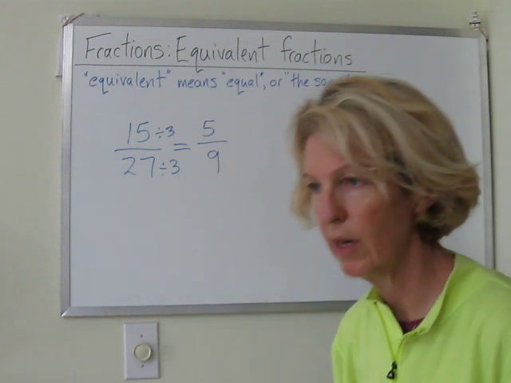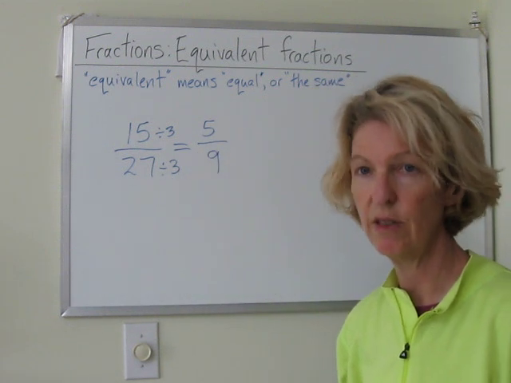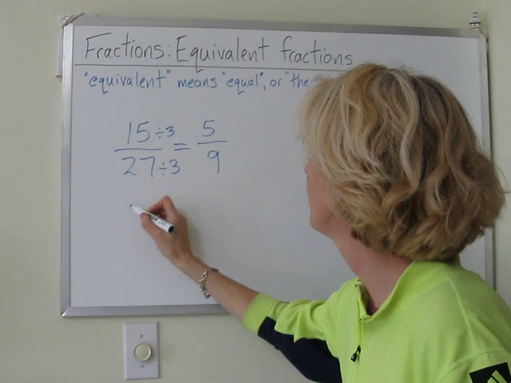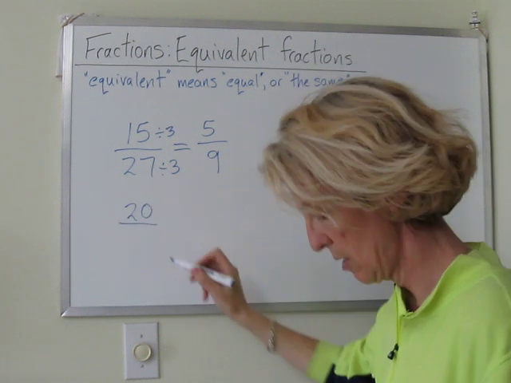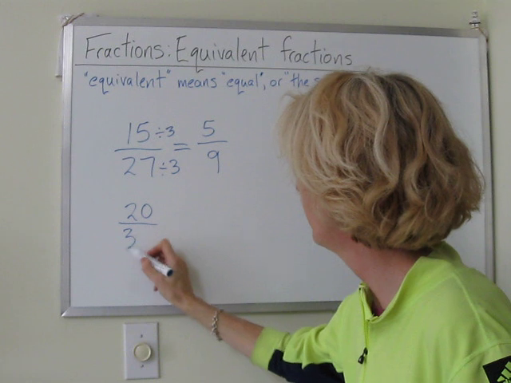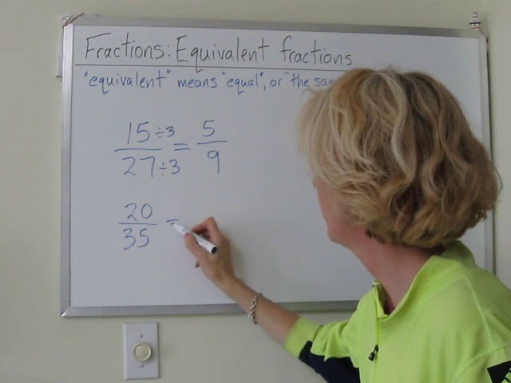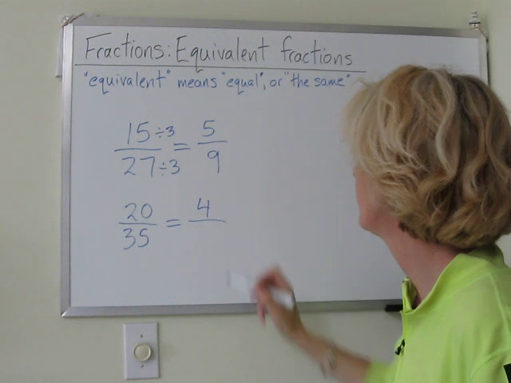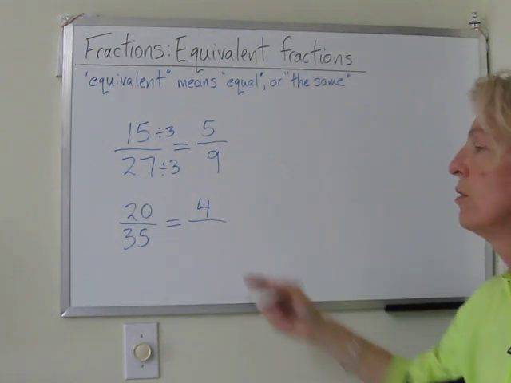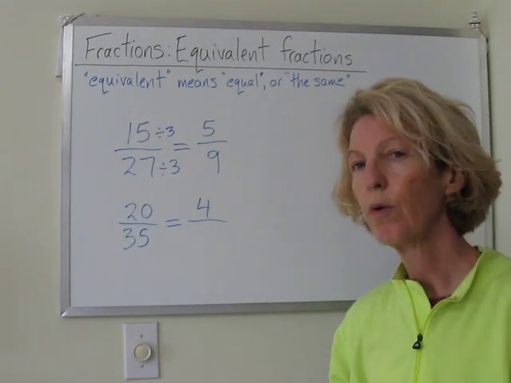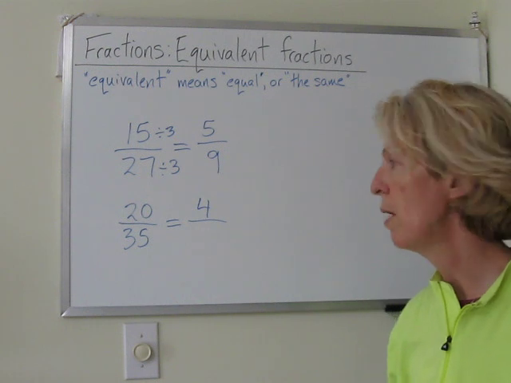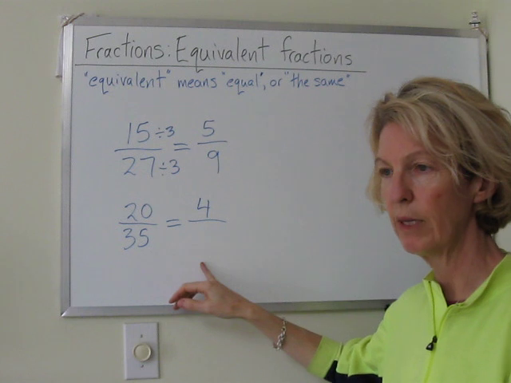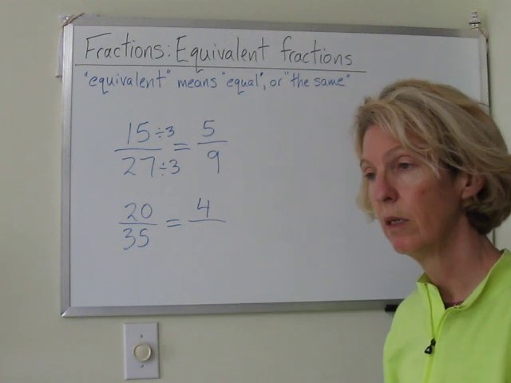Okay, let's do another one where we have to calculate the denominator, all right? So if we have, what have I written down here? 20 over 35 is equal to, okay. What's our denominator going to be? Remember, what we do to the bottom, we do to the top. Now we're going from a fraction with big numbers to a fraction with little numbers, so we must be dividing.